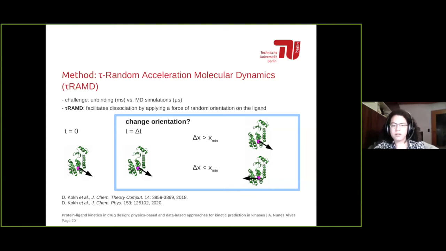Here we have a very brief example of how tau-RAMD works. First we have to equilibrate the system, and then we start applying a force of random orientation to the center of mass of the ligand, here in pink. We apply the force, and then after time delta t, we check the displacement of the ligand, delta x. If this displacement is larger than a threshold, then we keep the direction. But if the displacement is smaller than the threshold, then we change the direction randomly. We keep doing these cycles of propagating the dynamics of the system and then checking the displacement until the ligand is out of the binding site, or in the unbound state. When the ligand reaches the unbound state, this is the relative residence time for this ligand.